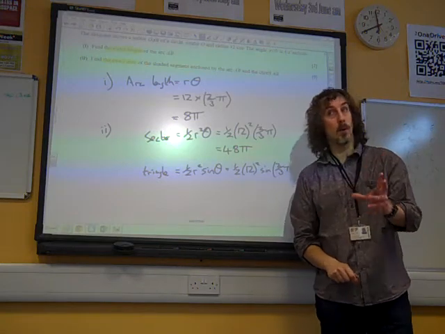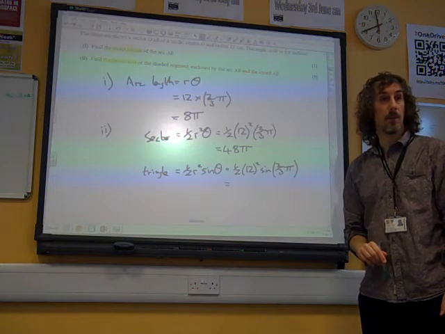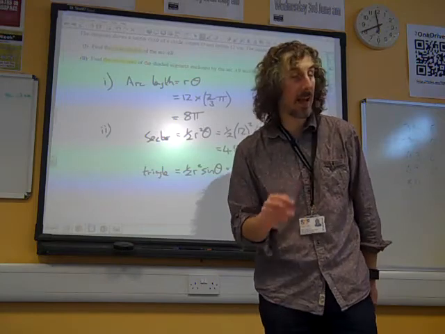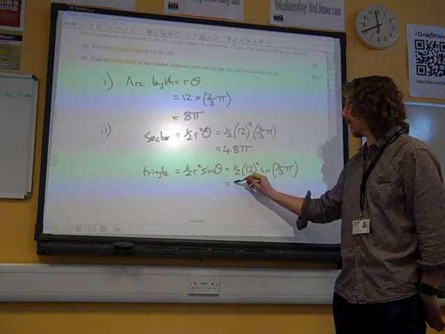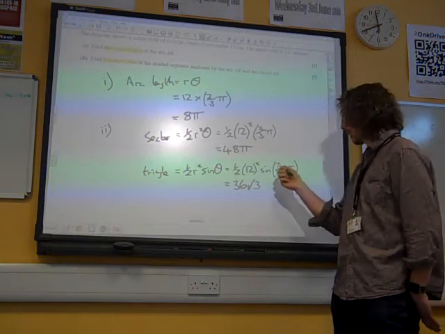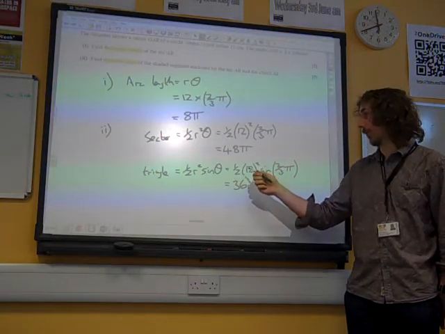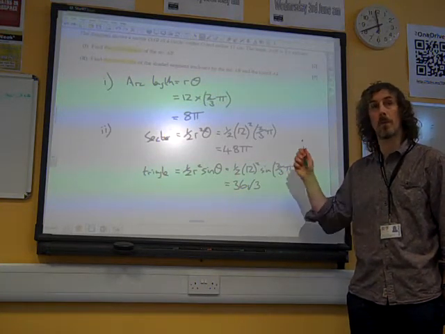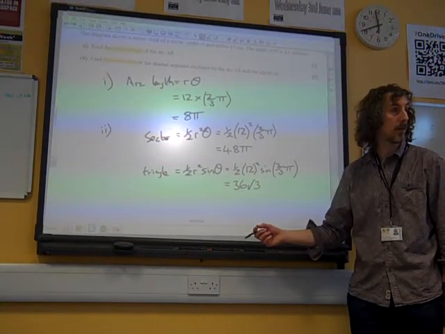Now this we need to be a little bit more careful about, because we want our calculator to be in radians if we're going to work it out in radians. And we want to get an exact answer, so we need to make sure that we get 36 times root 3. Sine of 2/3 of pi is root 3 over 2, and so then that's root 3 over 4, times it by the half. So we're doing 144 divided by 4, which is 36, times the root 3. There we go, we're keeping them exact.